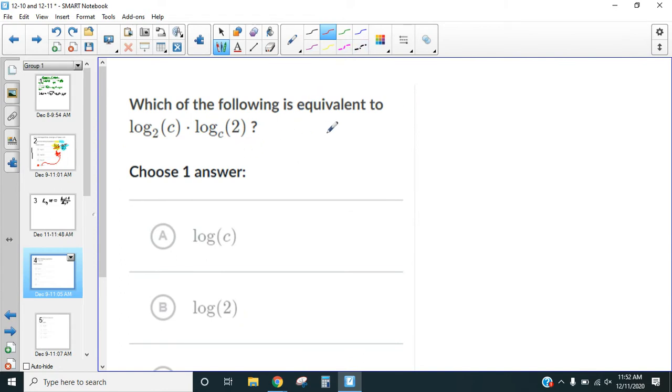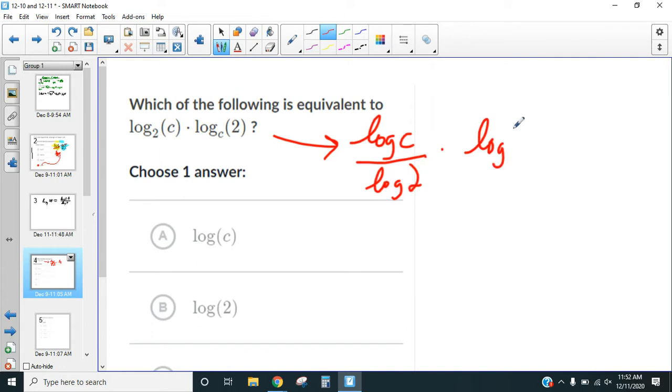So here, question on this one. This is the same idea, and I'm going to do this one pretty quickly. You don't have to really write this down. I just want you to pay attention. If I rewrite the first one, it's going to be like this. And if I rewrite the second one, it's the same thing, but upside down.